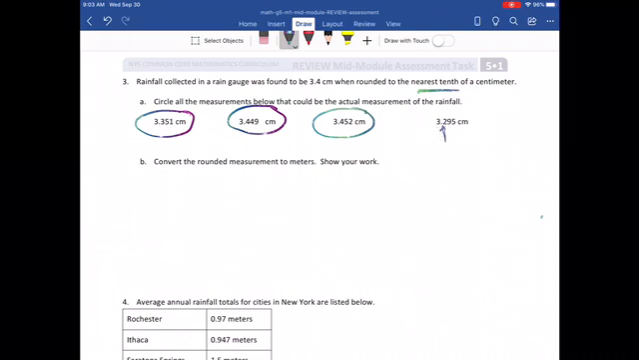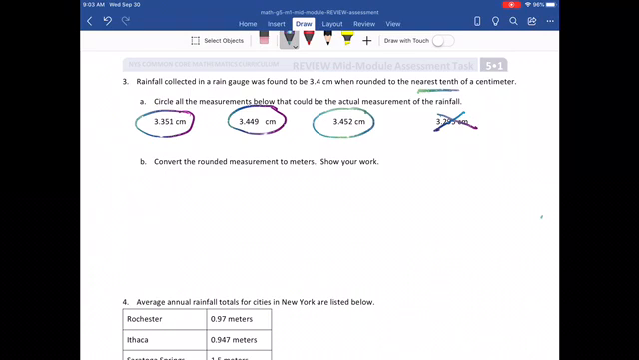If I look at 3.295, the 2 is in the 10th place. My 9 is in the 100ths place. 9 is bigger than 5 hundredths, so I would round this one up to 3.3. But that is not 3.4, so that last one would not round to 3.4.